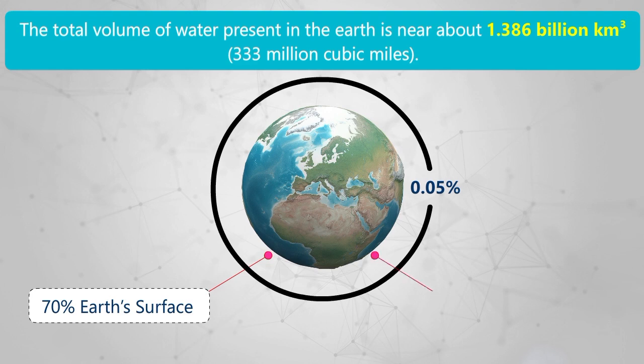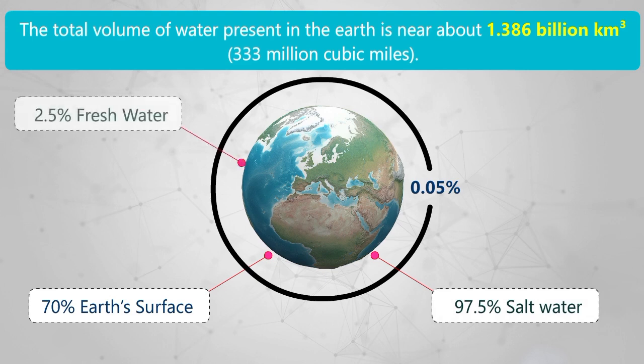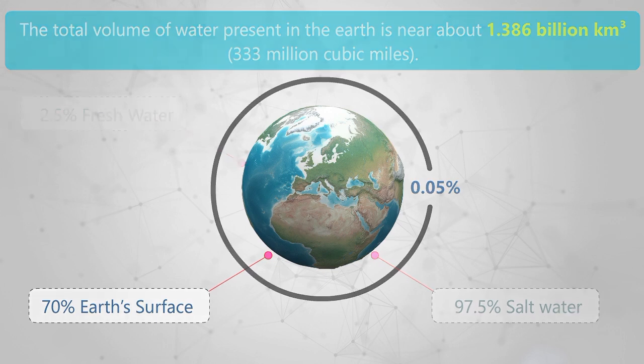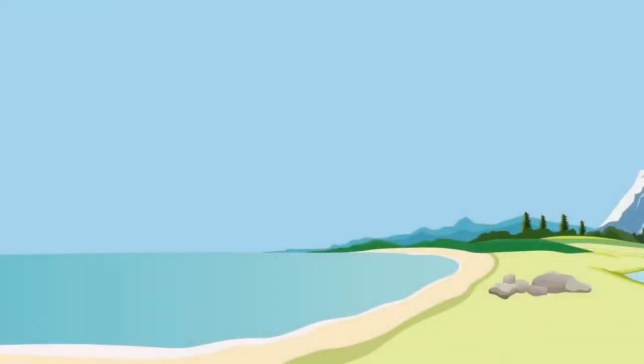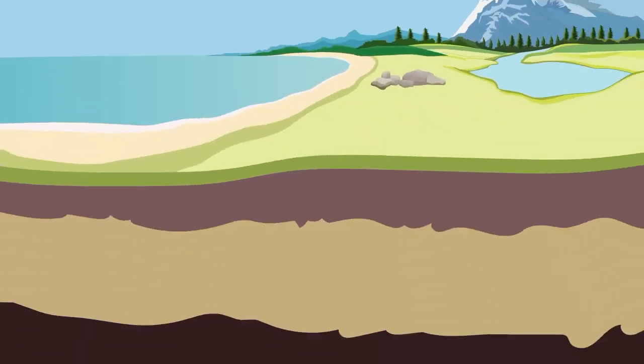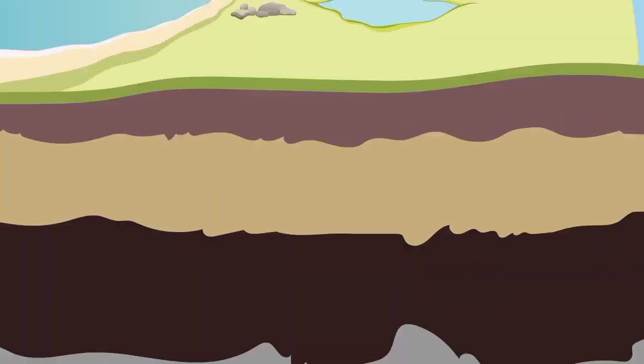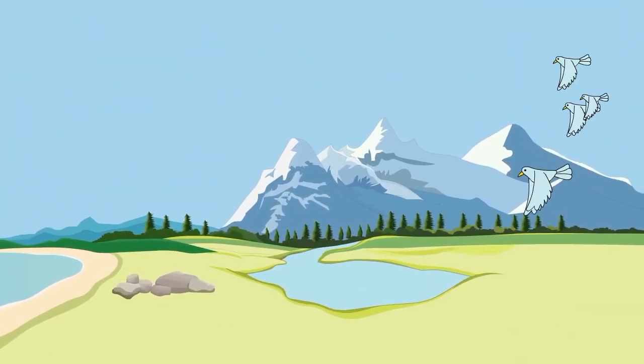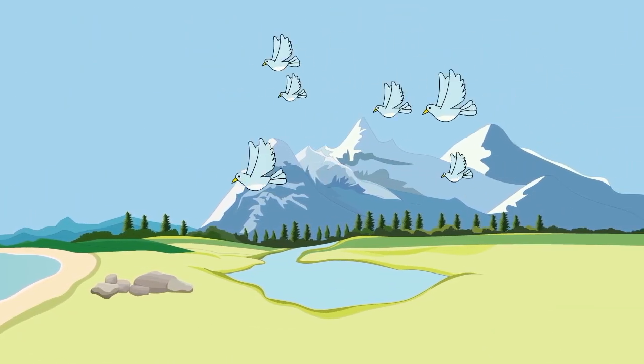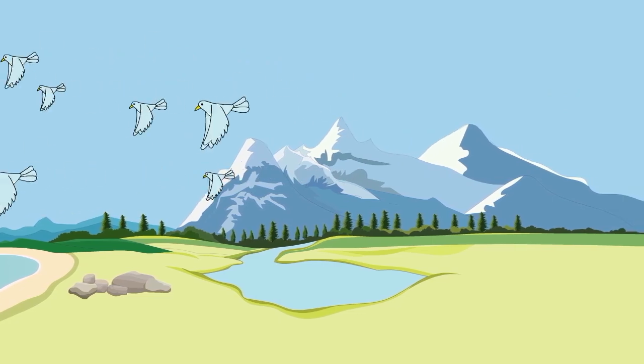Out of this volume, 97.5% is salt water, and 2.5% is fresh water. Only 0.03% of fresh water is present in liquid form on the earth. It provides life, eases out heat, drains harmful substances, and mediates many day-to-day works.